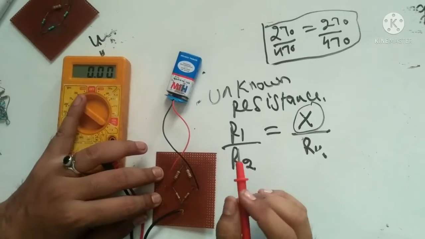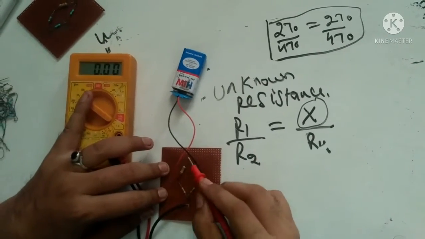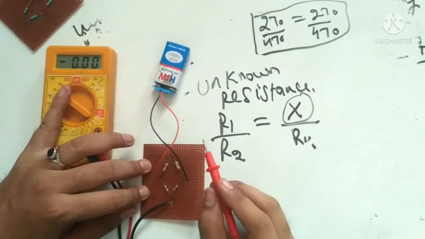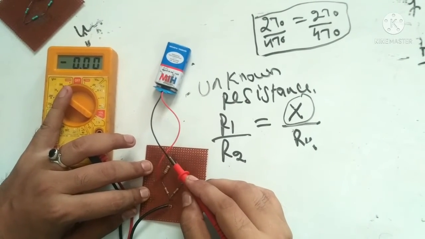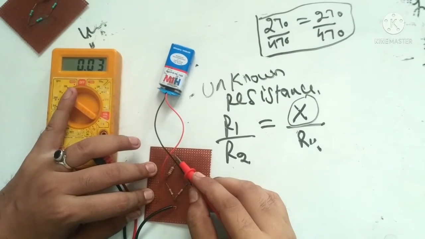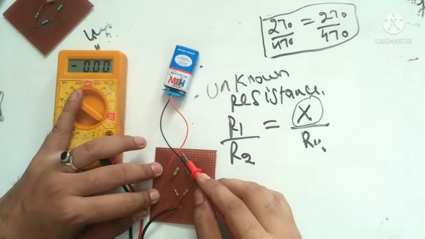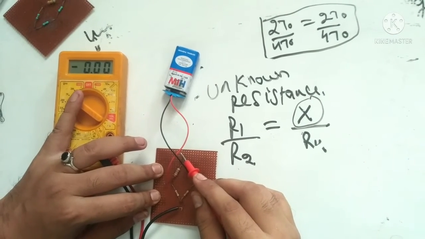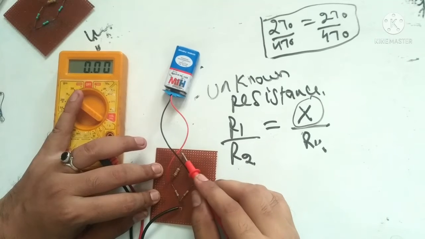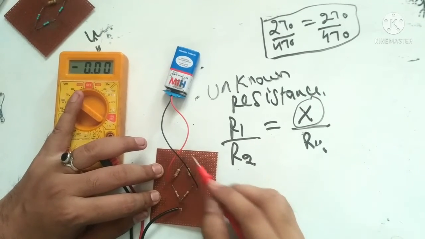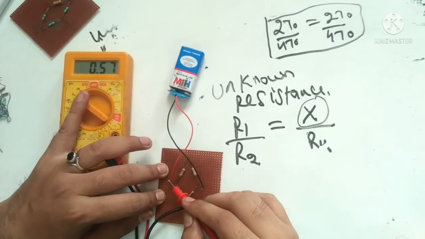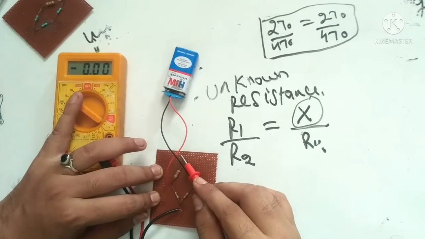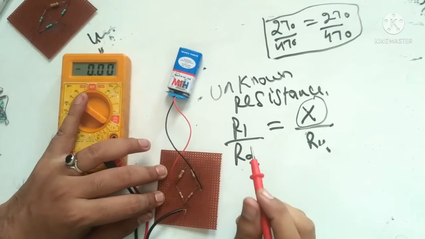But now, according to our theory, between these two opposite ends, the voltage must be 0, and that will be the balancing condition. So students, let's check. So I am connecting the multimeter here. So students, you can see the voltage is 0. So between these two points, the voltage is 0. Between all other points, voltage is there, but only between these two points, voltage is 0. So hence, our balancing condition is true.